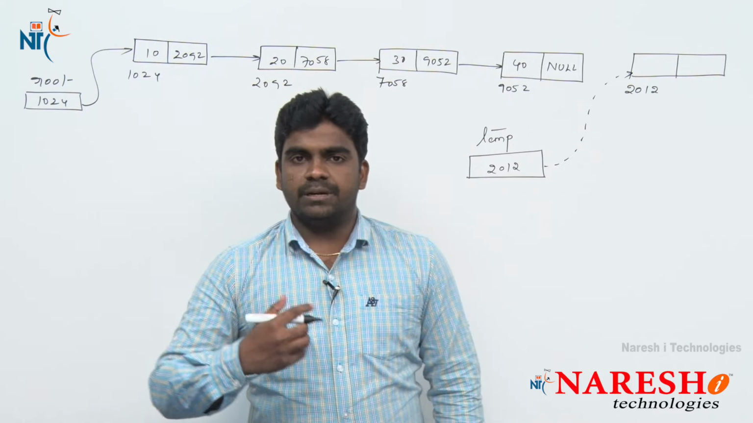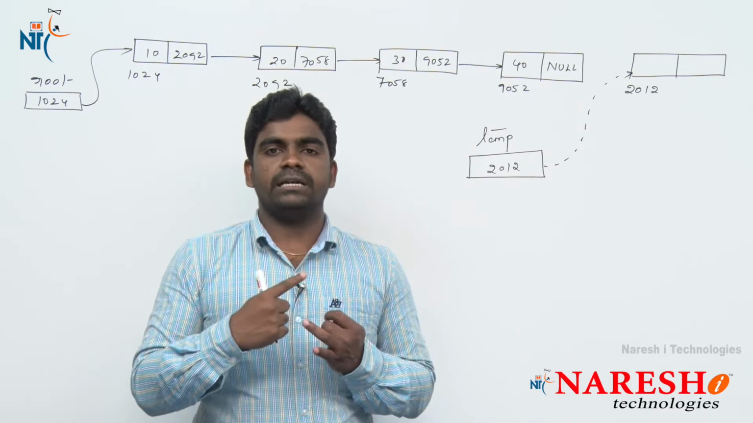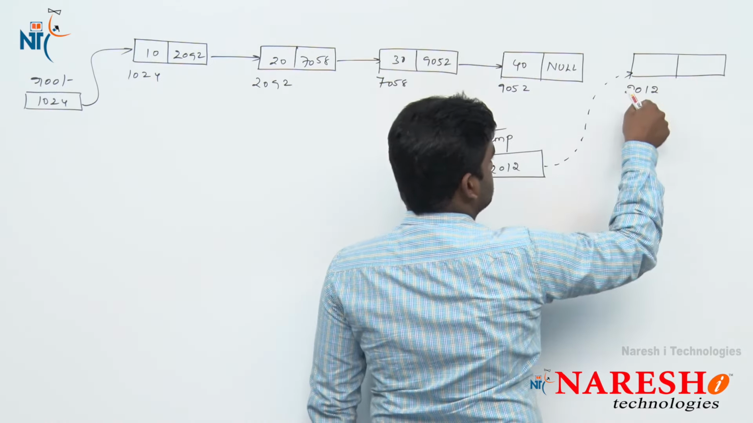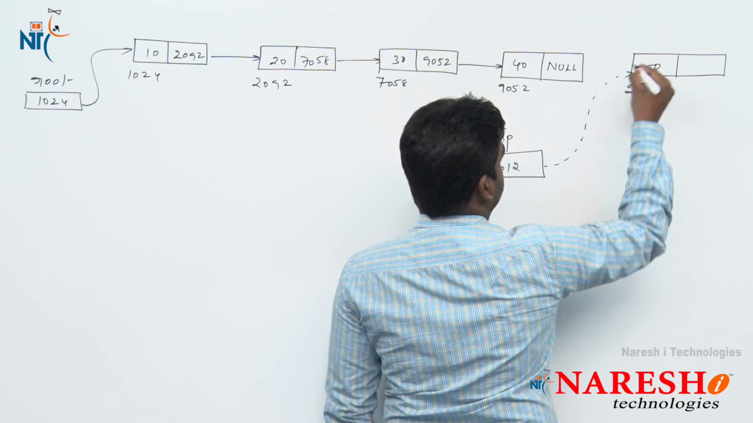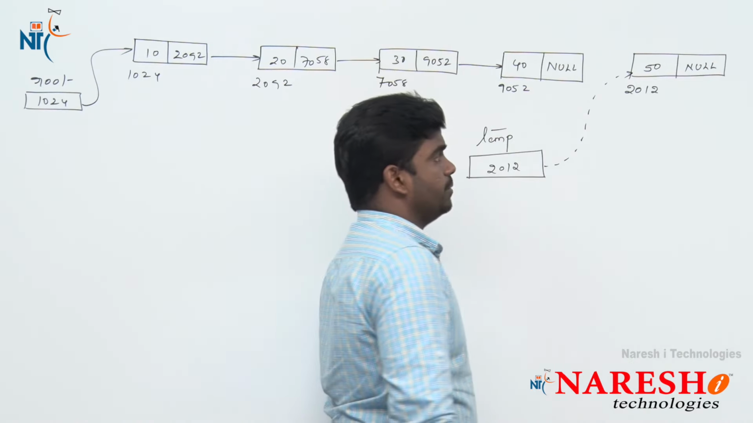Next, we are reading the elements using printf and scanf, which we already discussed just now. How to read the elements: we read the element into the temp to data address. Suppose the value is 50, and temp to link will be null.